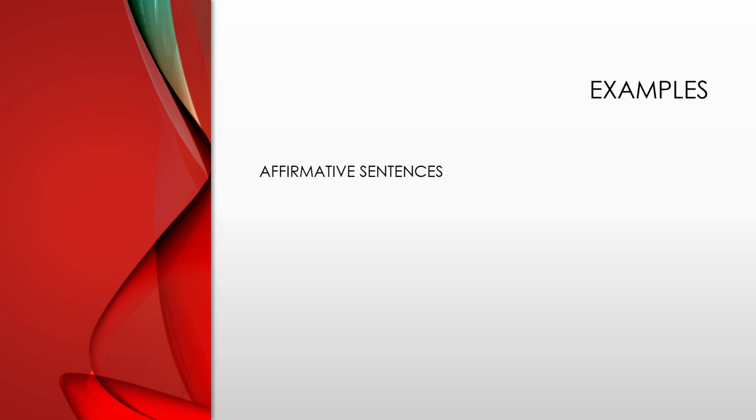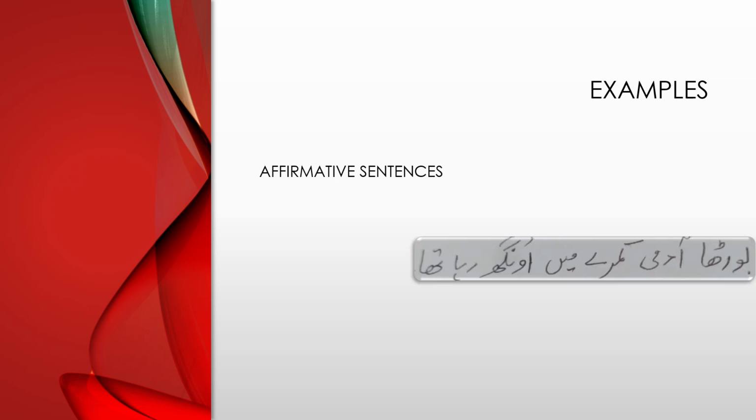Dear students, now as you know the structures and identification of sentences of Urdu for translation into past continuous tense in English, let's take some examples from your grammar book. We are going to begin with affirmative sentences. The first sentence that I've taken from your book is बूढ़ा आदमी कमरे में ऊँघ रहा था. Raha tha indicates past continuous.